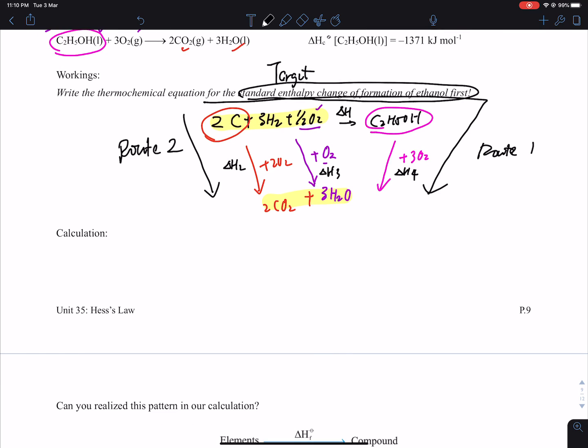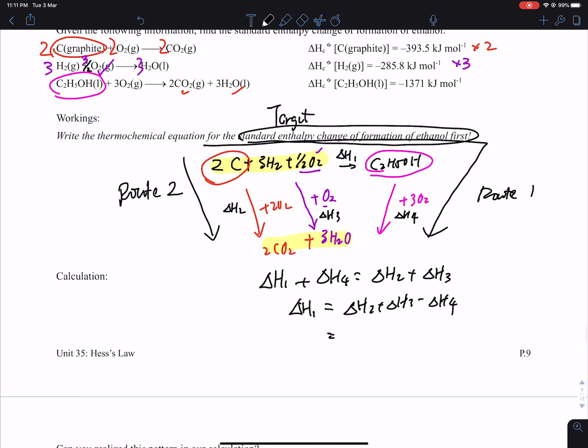So let's do the calculation. Delta H1 plus delta H4 is equal to delta H2 plus delta H3. Okay, so we change the subject. Delta H1 is what we are calculating. So delta H2 plus delta H3 minus delta H4. So let's finish the calculation. So this is delta H2, 3, and 4. Am I right? 2, 3, and 4.